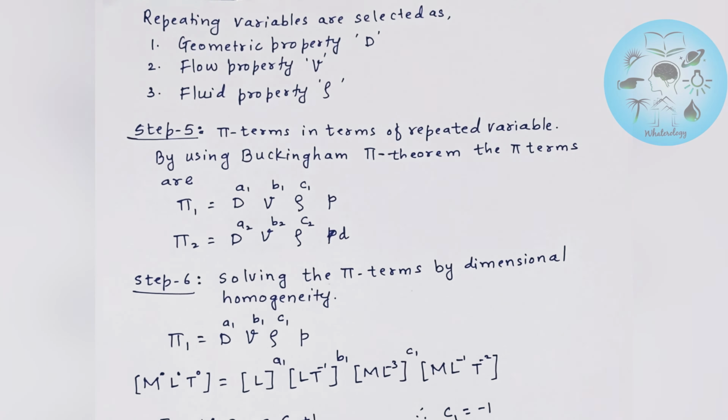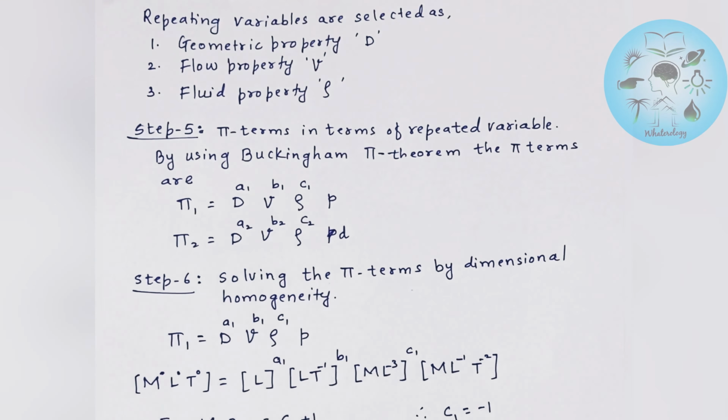Now the third is the fluid property. These are the properties which characterize the particular fluid, for example mass density, weight density, or viscosity. These are the main properties of any fluid. So fluid property is that which defines the characterization of that particular fluid.